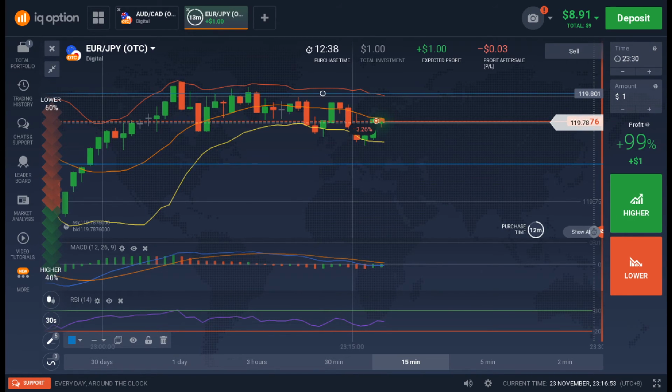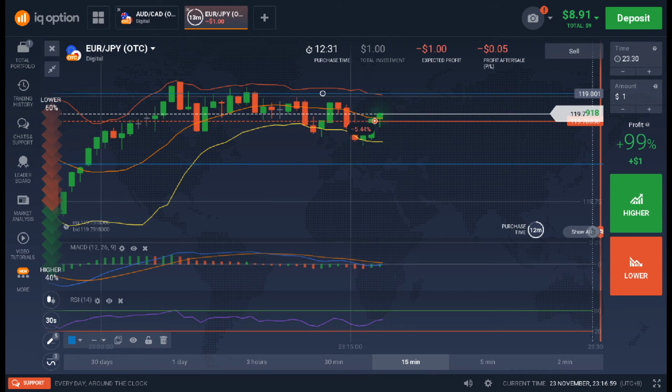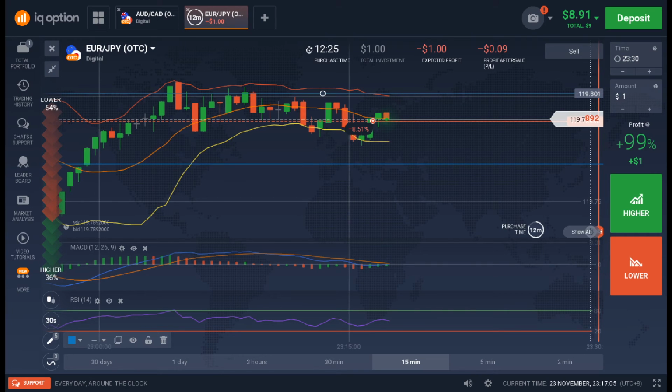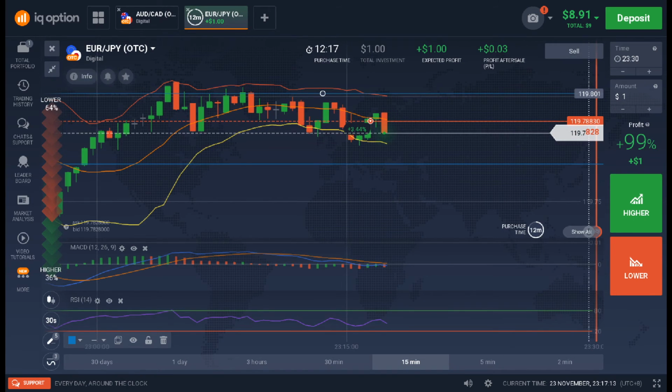So I still use the same concept, guys. Bollinger Band and RSI, and I added the MACD here. But normally I just use Bollinger Band. Really, that's my number one indicator.